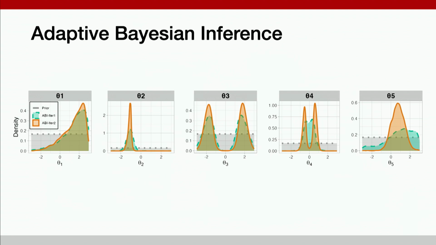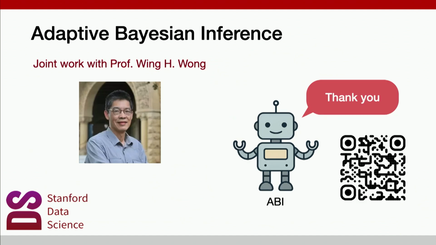and then in iteration 2, it further refines to match better with the posterior distribution. This is joint work with my advisor, Professor Wing-Hong Wong, and if you're interested, you can scan this QR code to get the arXiv version of our paper. Thank you.